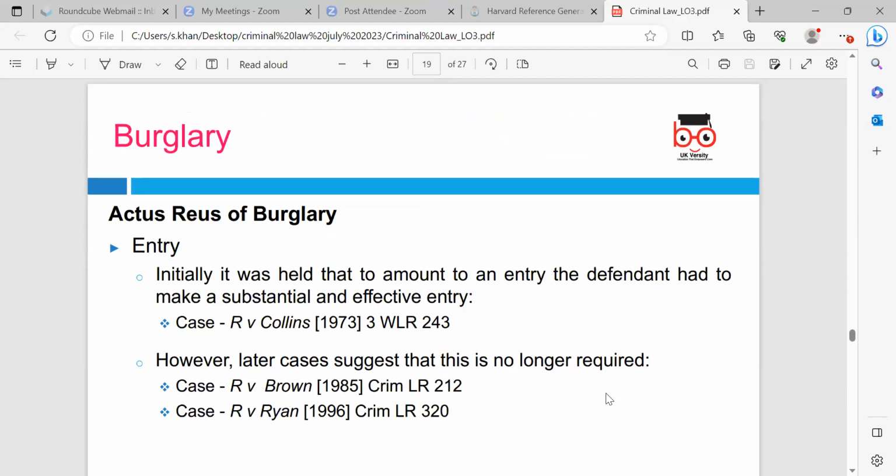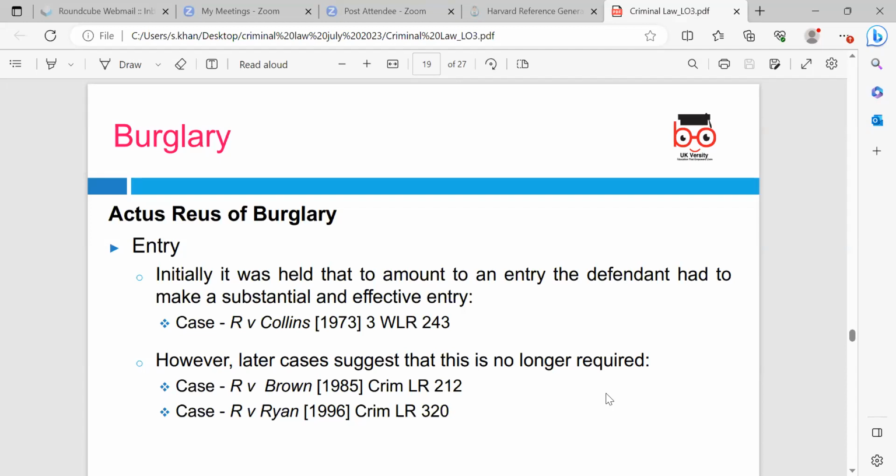Actus reus of burglary, the first one is entry. Initially, it was held that to amount to an entry, the defendant had to make a substantial and effective entry, and the case in regards to this was the case of R v Collins, which we talked about earlier on. However, later cases suggest this is no longer required, as in the case of R v Brown, 1985, and this identified the meaning of entry under the Theft Act.